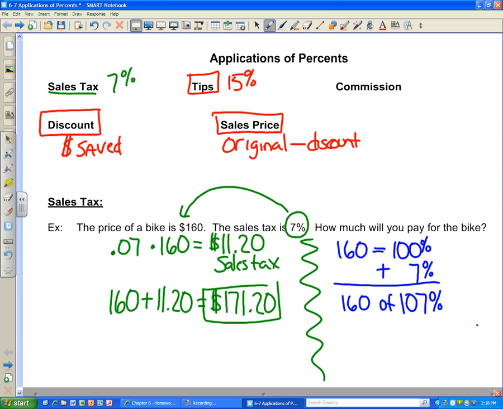So you can find out the total price by using 107%. So we'd say 1.07, which is 107%, times 160, which would tell us our total price is $171.20. So two different ways we can do it. We can go right to the final price, or we can find the sales tax and then add that onto the total price of the bike.